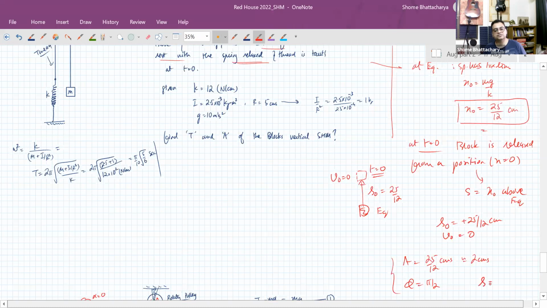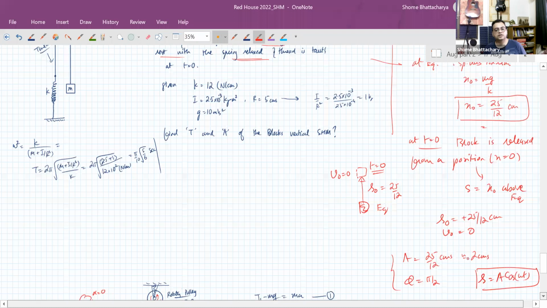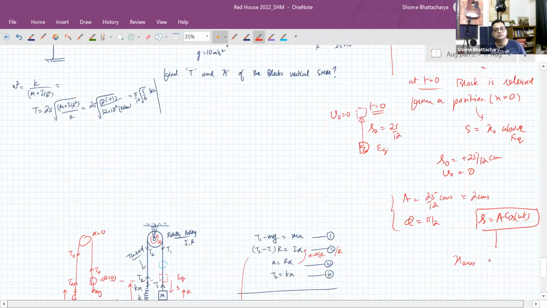So again, s as a function of time will be a cos omega t. And you can see that the spring will have a maximum extension of 2 times the amplitude and the minimum of 0. Okay, so this is when s is equal to plus a, and this is when s is equal to minus a, because it's that much below. So this is also clear. Okay.